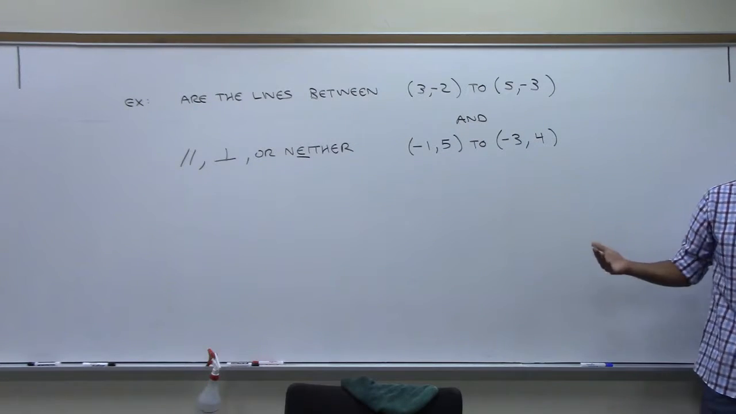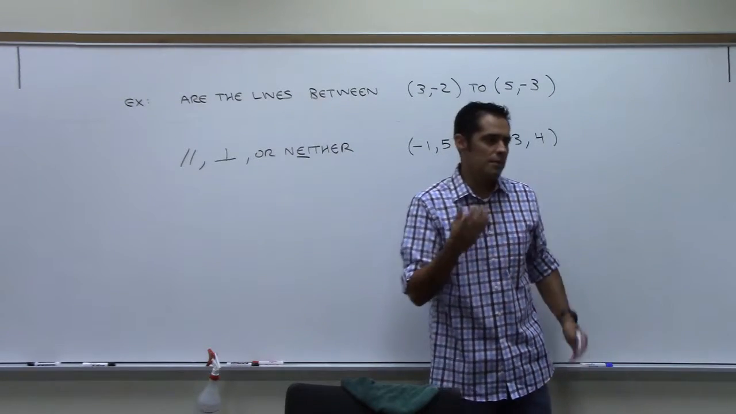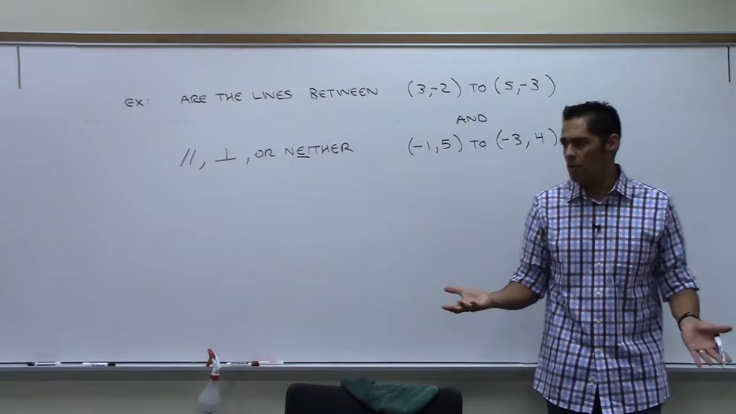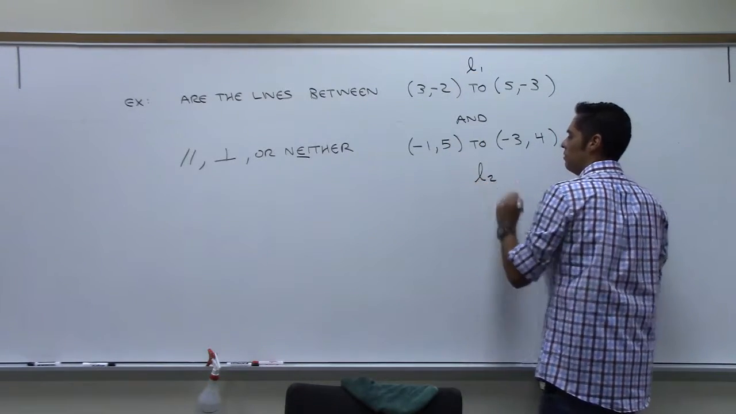We could just find the slopes of both the lines, right? And that's the key to finding perpendicular and parallel. All you have to do is be able to recognize what's happening with the slopes. So let's call this line up here L1. We'll call this line down here L2.